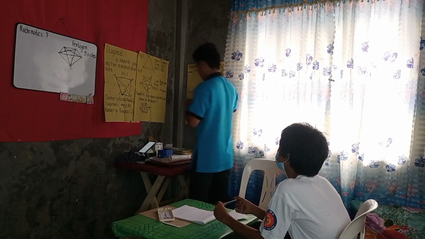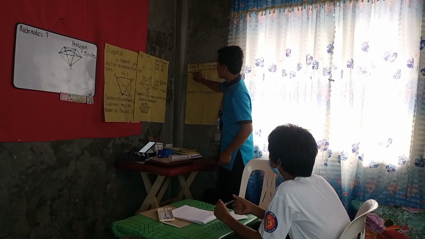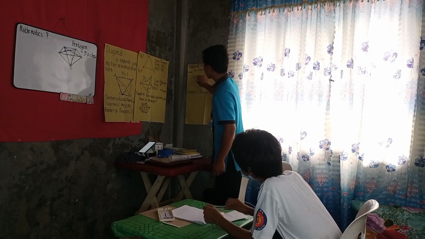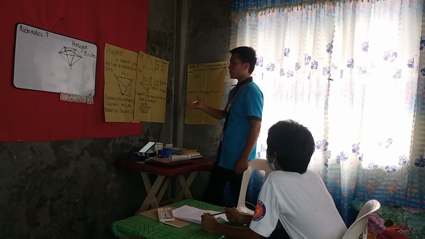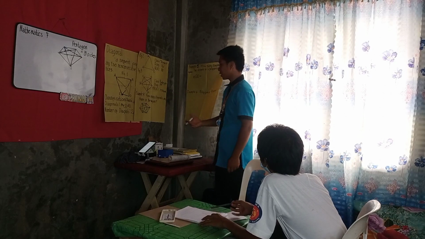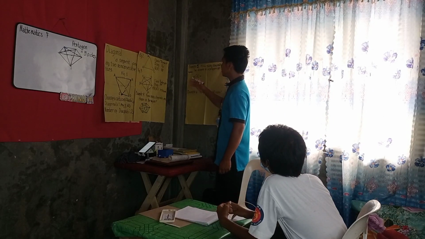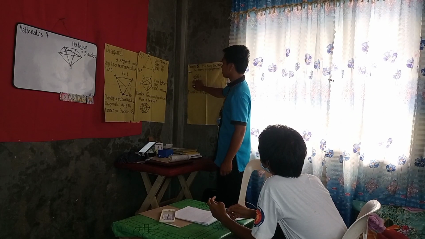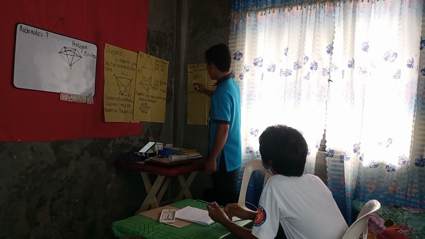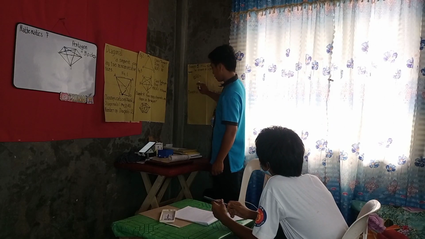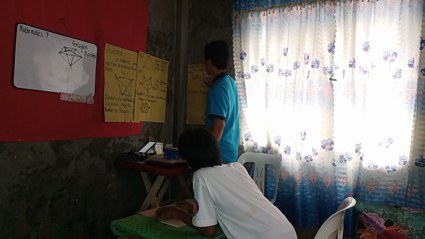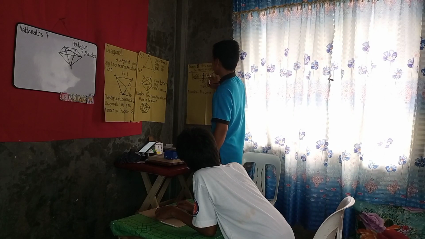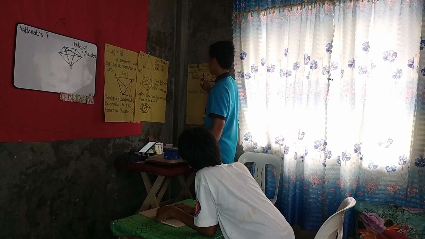For our formula, since the number of diagonals is our missing piece on our problem, yun yung hinahanap natin. The number of diagonals equals the number of sides over 2 times the sides of a given polygon minus 3. So, just copy.